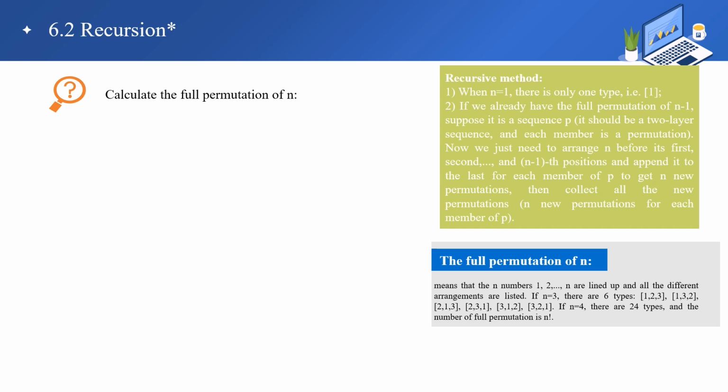It's easier to use recursion. 1. When n equals 1, there is only one type, that is, 1. 2. If we already have the full permutation of n-1, suppose it is a sequence P, which should be a two-layer sequence, and each member is a permutation. Now we just need to arrange n before its first, second, until n-1's positions and append it to the last for each member of P to get n new permutations, then collect all the new permutations. Note that each member of P corresponds to n new permutations.